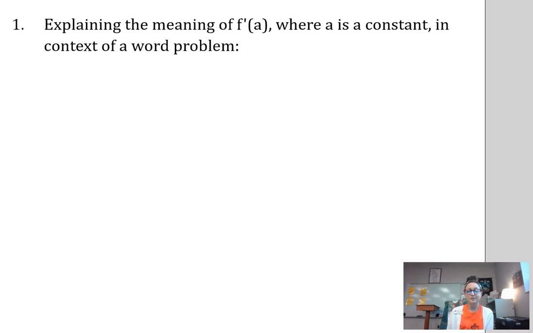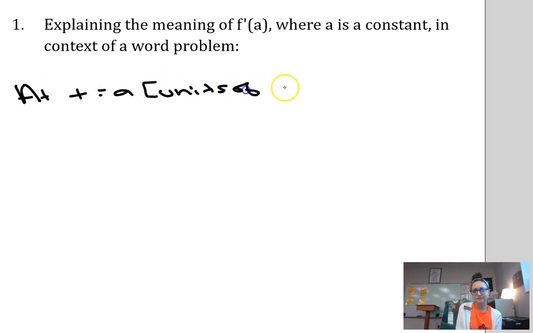Okay, we're back. So our first template is going to be explaining the meaning of a derivative, so f prime of a, where a is a constant, it's typically a unit of time, in the context of a word problem. For this, we are going to say at t equals a, and then units of time. I'm going to assume that a, again, is time.